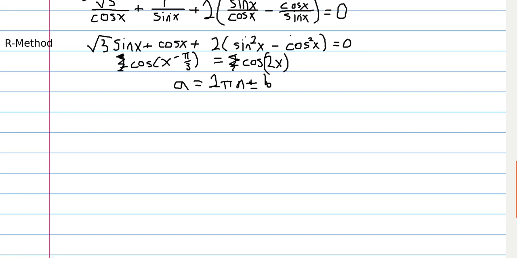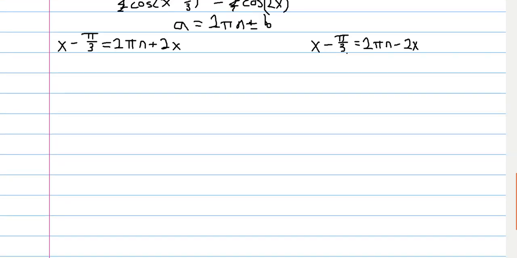So we have two cases. Case 1 will be the positive, and case 2 will be the negative. So I'll write positive over here and negative over here. So the first case is x minus pi over 3 equals 2 pi n plus 2x. And the second case is x minus pi over 3 equals 2 pi n minus 2x. So we can just tackle these situations individually.